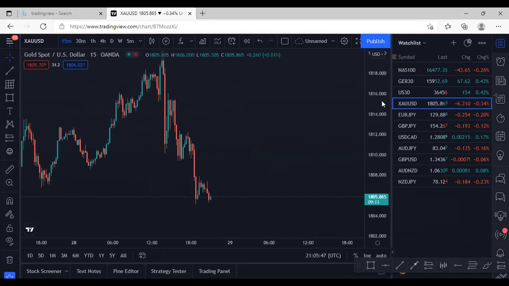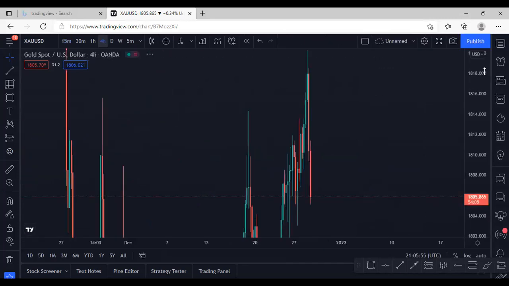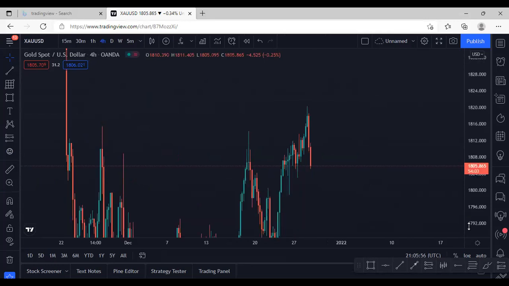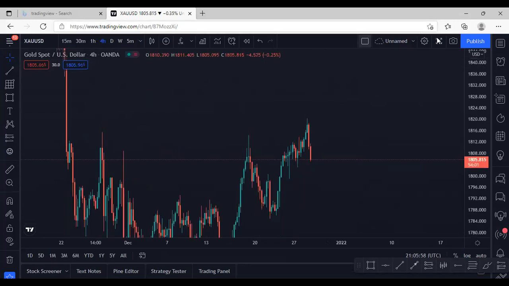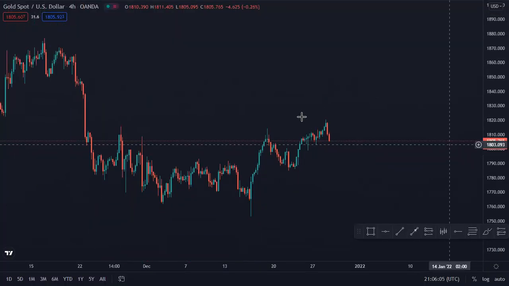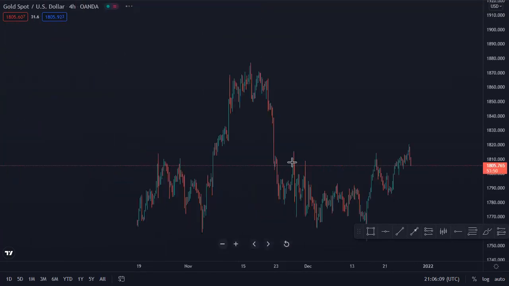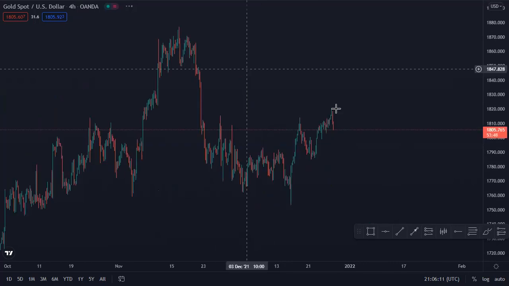So let me see another example on gold. Maybe gold has something for us. Let's go up to the H4 time frame and see what we have on the H4 time frame.